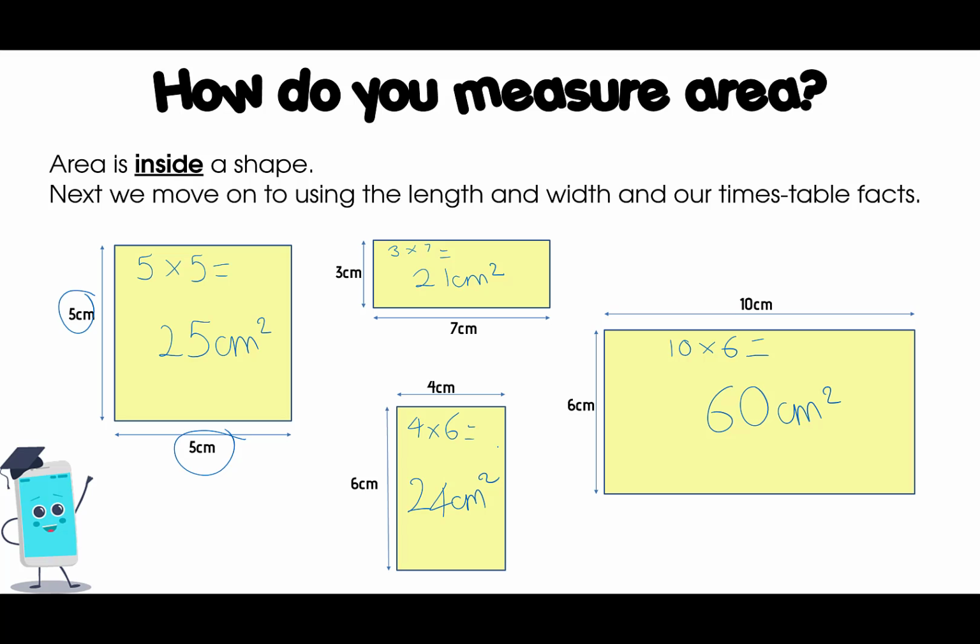Okay, so once you are confident with counting squares, you want to move on to finding the area by multiplying the length and the width. And be careful, make sure you're only multiplying two sides that meet at a right angle. So try not to multiply the numbers if they're both the same, unless it's a square, because if it's a square, all the sides will be the same.